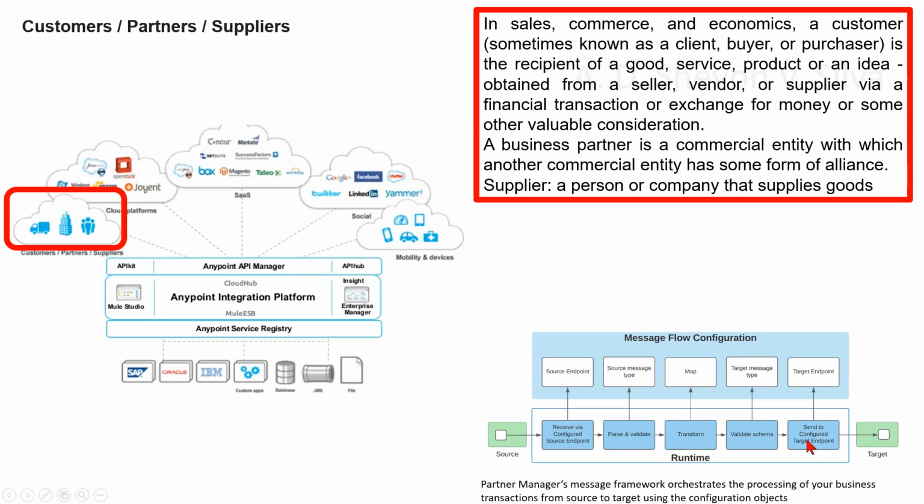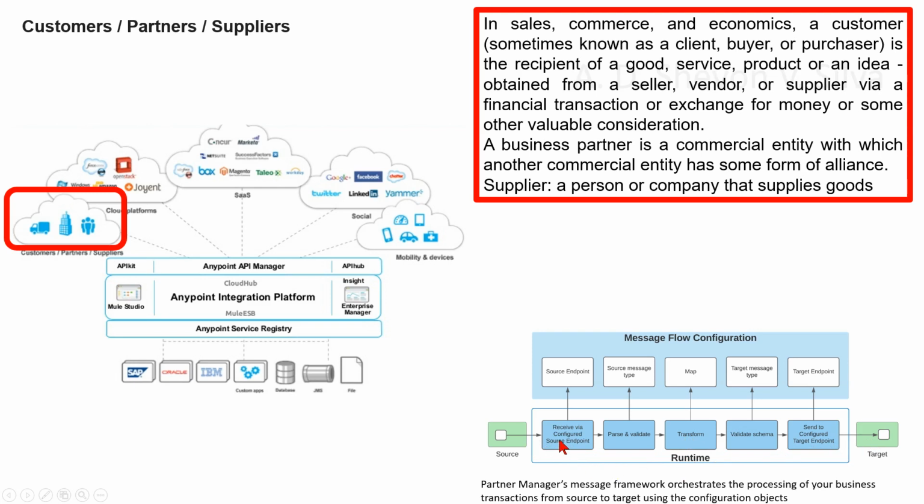Here you can see the partner manager's message framework orchestrate the processing of your business transaction from source to target using the configuration object shown in this diagram. A message flow is a path along which a message travels from its source through a data view translation map to its target. You can set up message flows to send and to receive between your system and your partner.